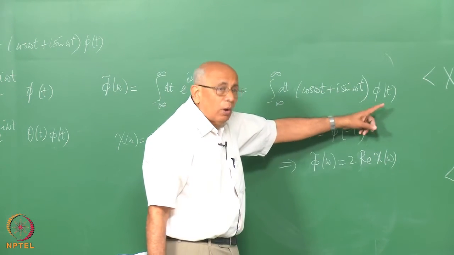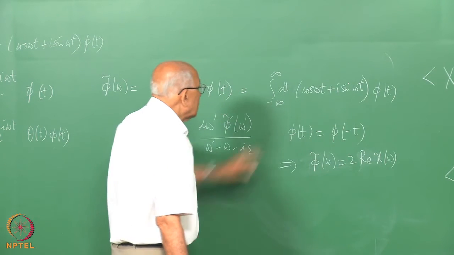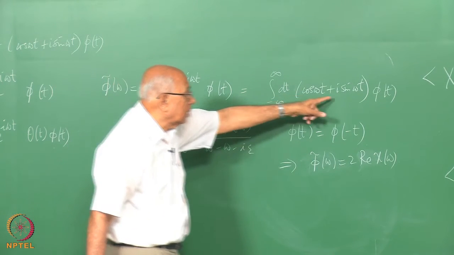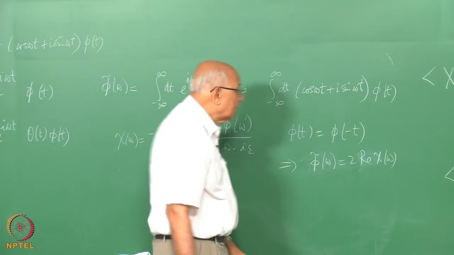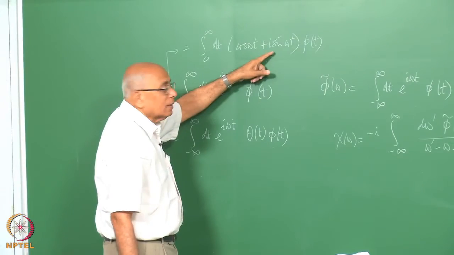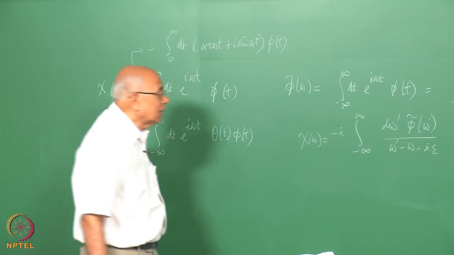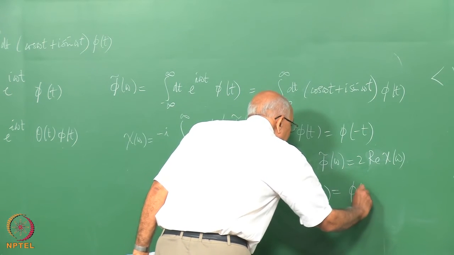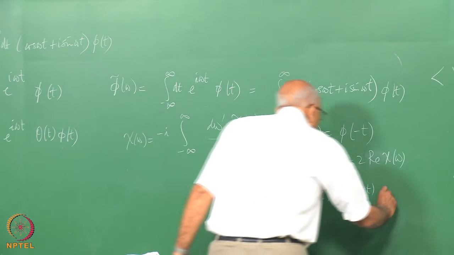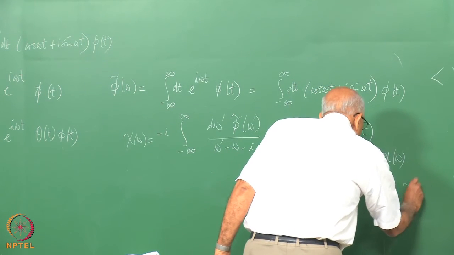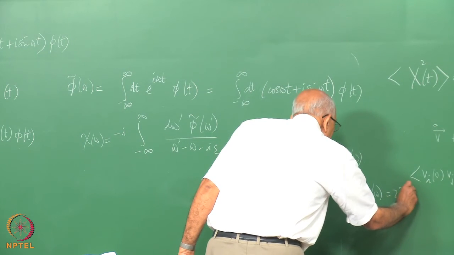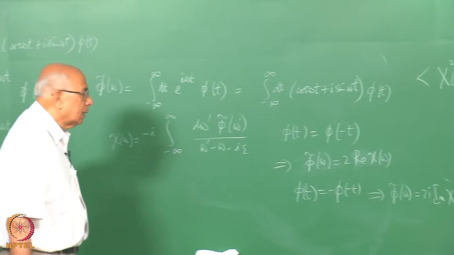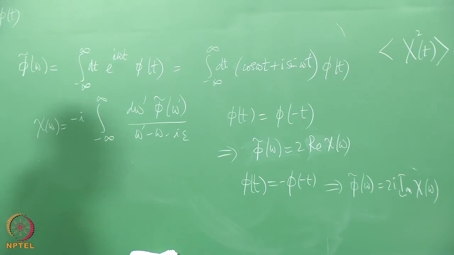Similarly, if this were an odd function of t, then this integral vanishes and what is left is i times this fellow here, which is twice 2i times the integral from 0 to infinity, which is equal to i times the imaginary part here. So phi of t equal to phi of minus t with a minus sign will imply that phi tilde of omega equals 2i times the imaginary part of chi of omega. So there is another intimate relation between these two.